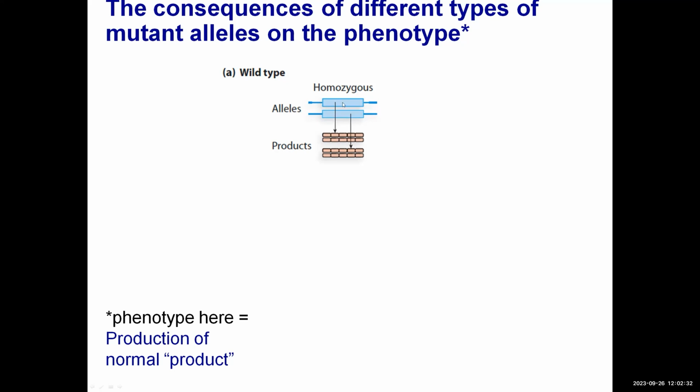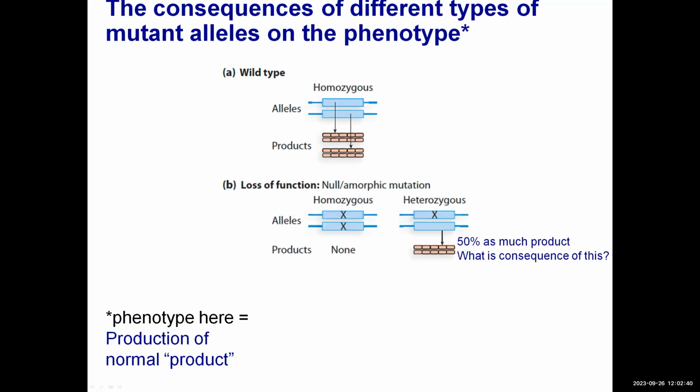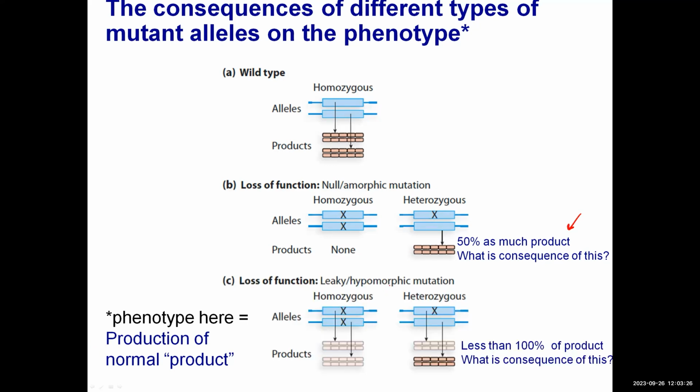For example, most of the time, products or proteins will be made from both of the alleles for a gene. In a loss of function mutation, a null or amorphic mutation, we have a situation where the allele no longer functions. If two copies of the null allele exist, then no product for the gene is present. When one functional copy exists, half as much of the general product will be made. The question then becomes, what is the consequence of this? Having half as much. In a leaky or hypomorphic allele, instead of having no product, there's less product.